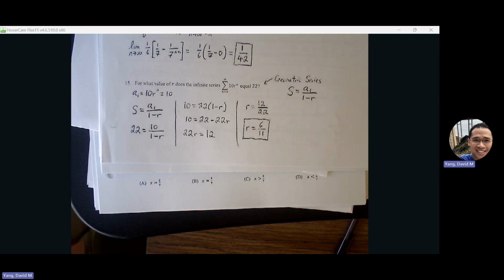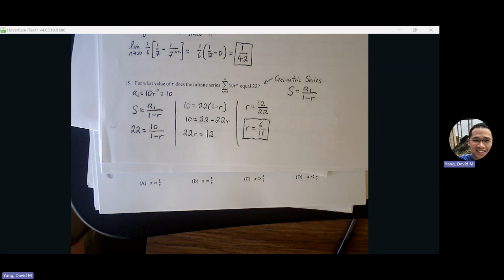So number 15, we're looking for a sum, right? The sum is a sub 1 over 1 minus r. My first term is whatever my lower bound starts off as. So if I plug 0 in for n, r to the 0 is 1, 1 times 10 is 10, so my a sub 1 is 10. And my ratio is just r. I don't know what r is yet, and then I'm just algebraically solving for r.